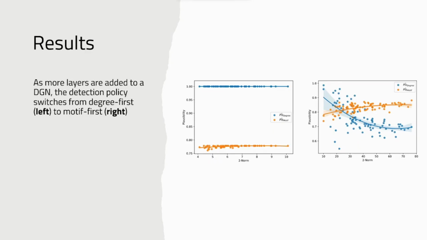Indeed, for some architectures, we can start with a single network layer, and the network would pick up the degree pattern, as you can see on the left. But as we start increasing the number of layers, we see that the model gradually transitions from the degree pattern to the motif pattern. You can see this behavior in the rightmost plot.